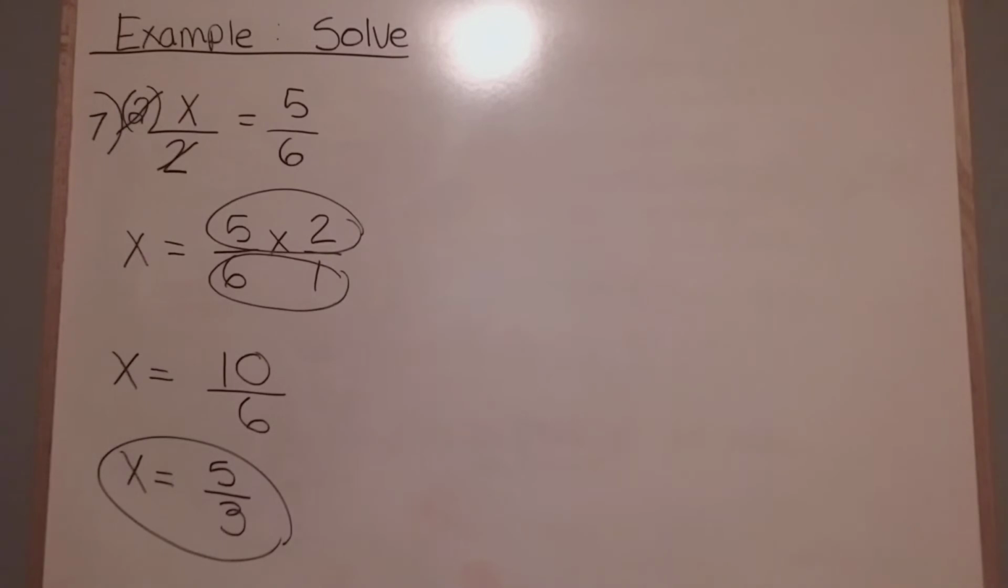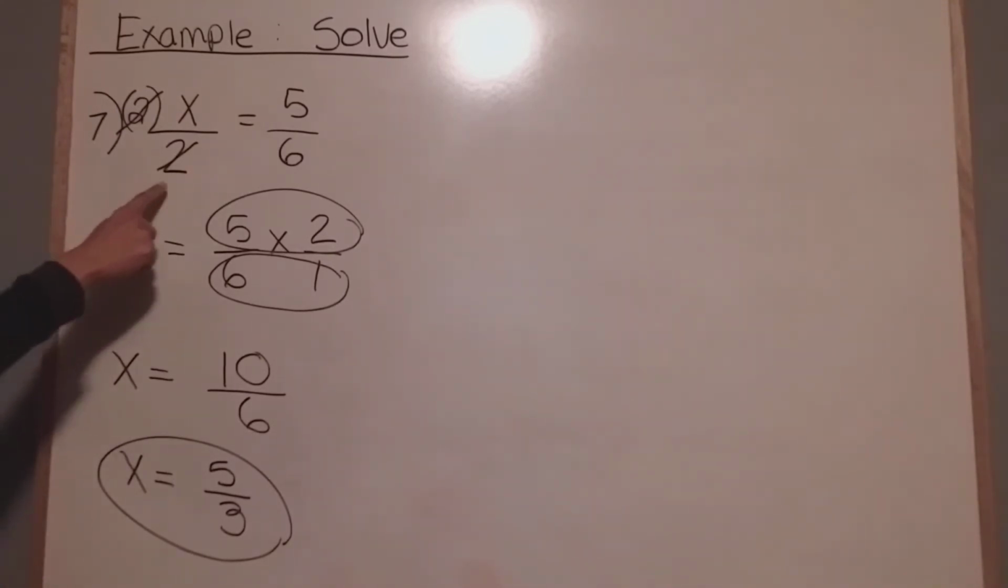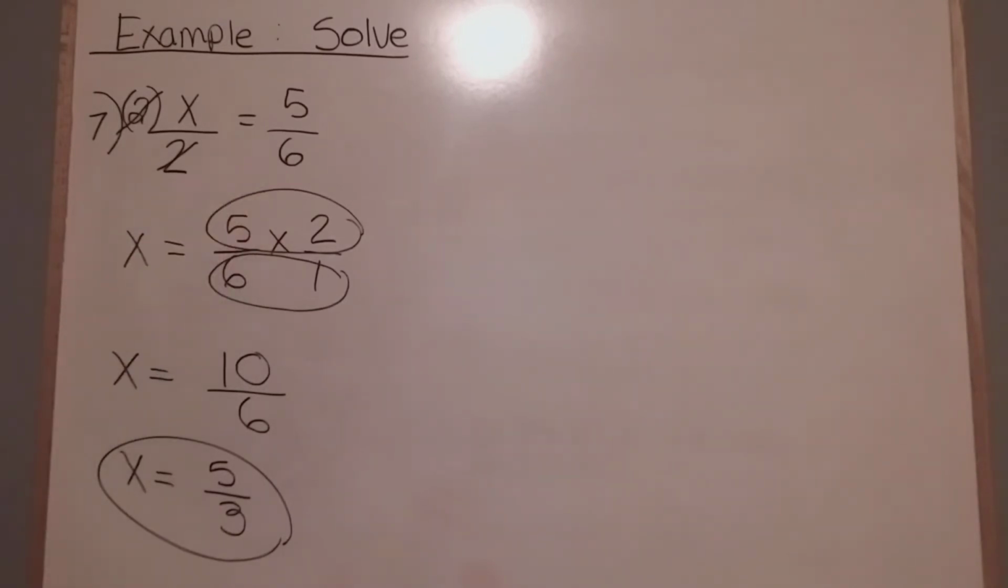And if you like method 2 by finding the LCD, you can do it that way as well. Your LCD in this case would be 12. So I'd multiply every term by 12 and go from there.